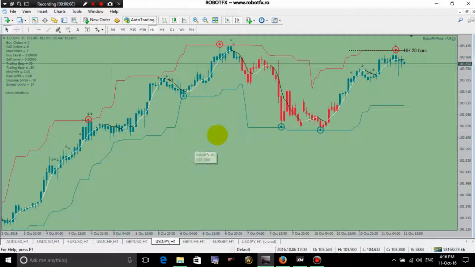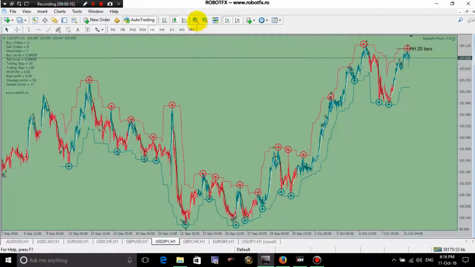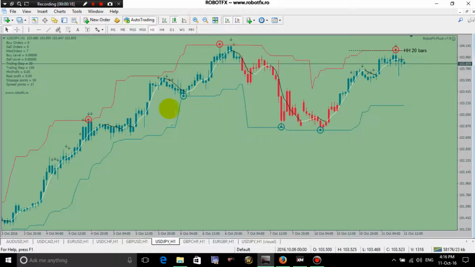For the newcomers, the RobotFX Fluid Expert Advisor trades with the MetaTrader terminal, and it is an expert advisor designed to trade with the trend and designed to manage a losing trade by hedging it.